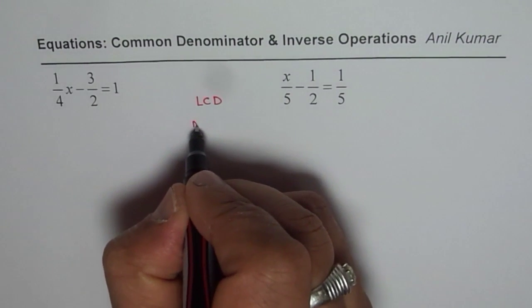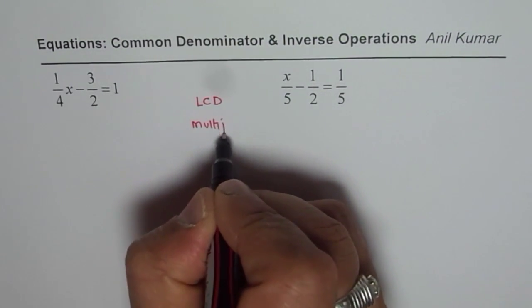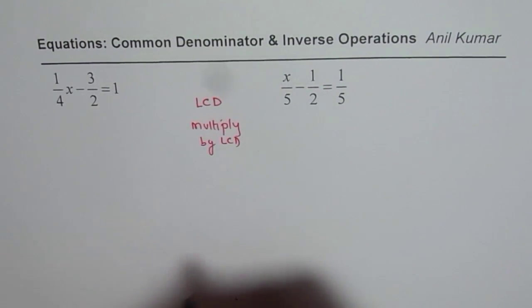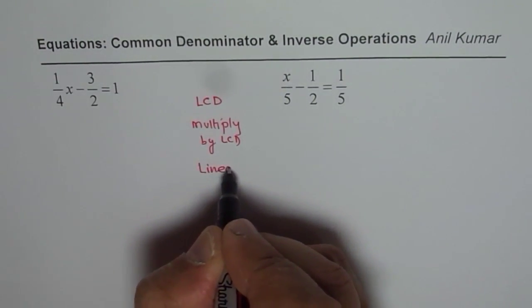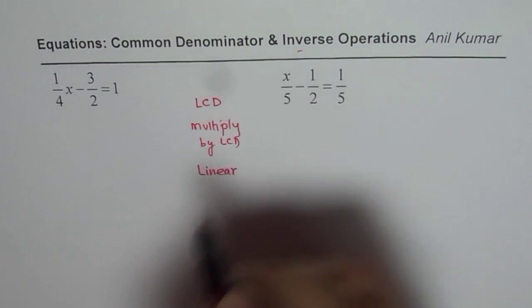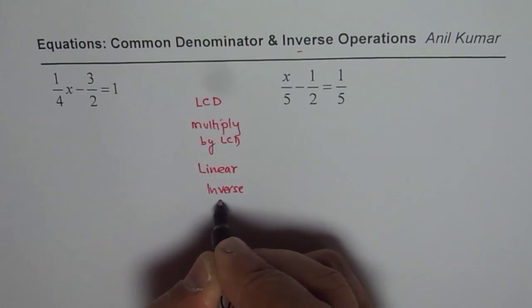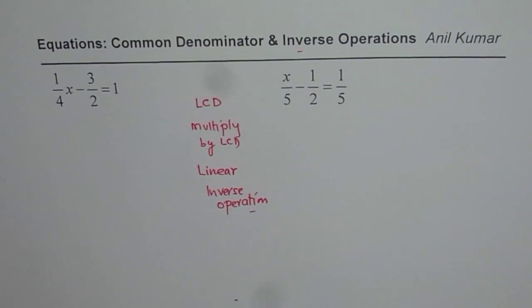Then multiply both sides by the lowest common denominator. That is your strategy. Once you do that, you get a linear equation. Then you solve the linear equation using inverse operation. So that is the strategy which we are going to follow in solving these equations, okay?